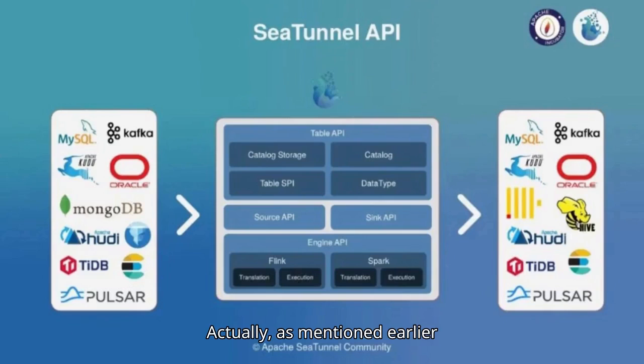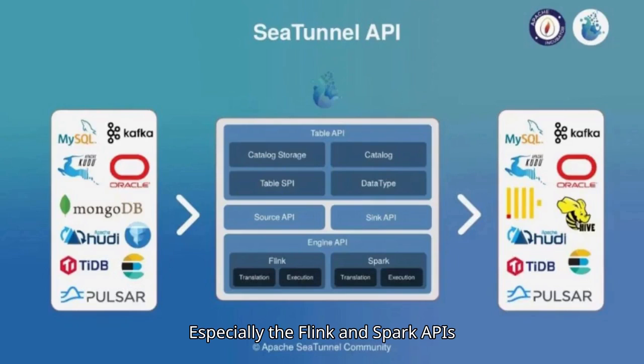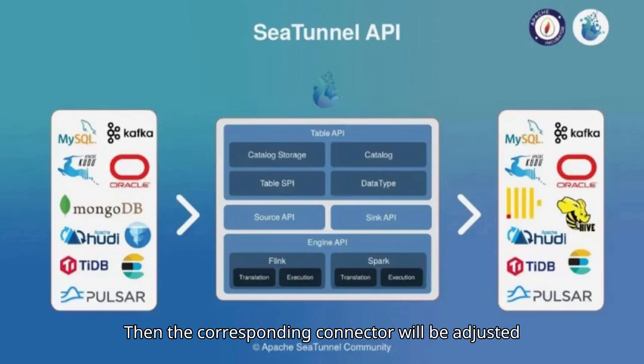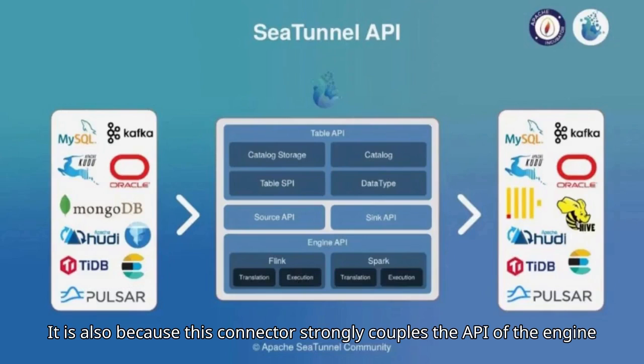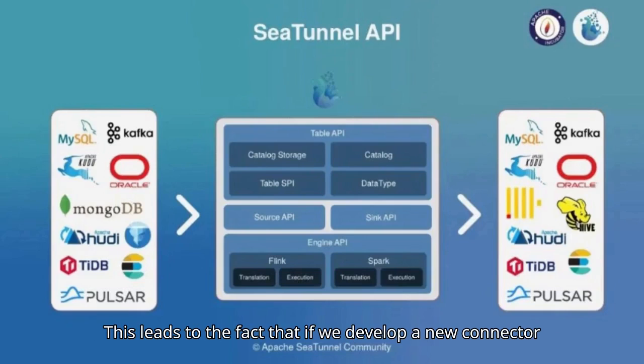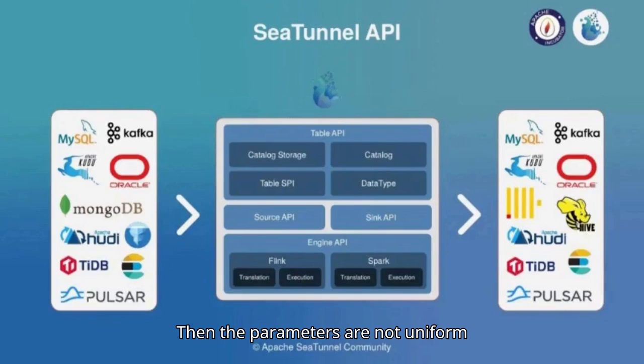As mentioned earlier, the current connectors are strongly coupled to some engines, especially the Flink and Spark APIs. So if we upgrade the Flink or Spark engine, the corresponding connector needs to be adjusted, because there may be changes in parameters or interfaces. Because the connector strongly couples the engine's API, developing a new connector means it needs to be implemented many times for different engines, and the parameters are not uniform.